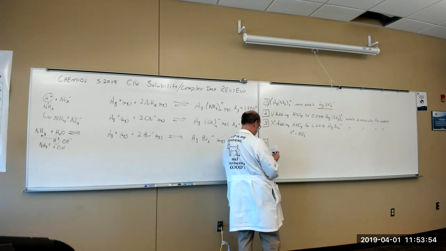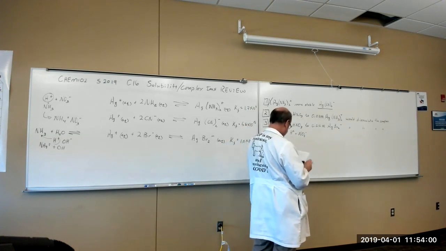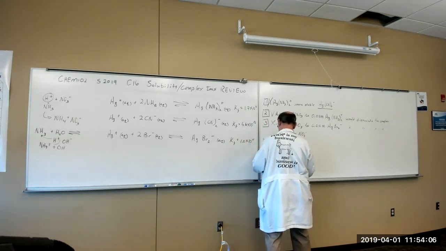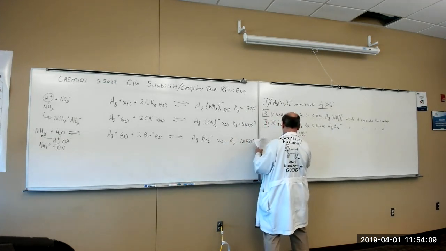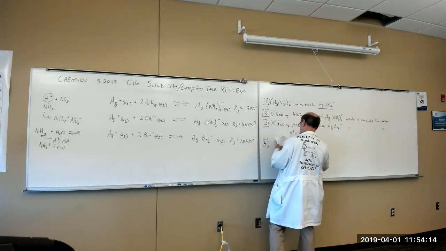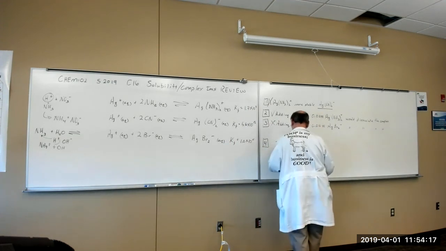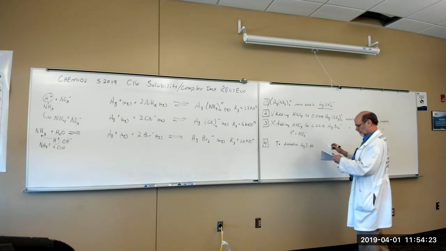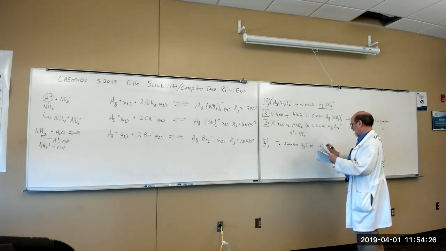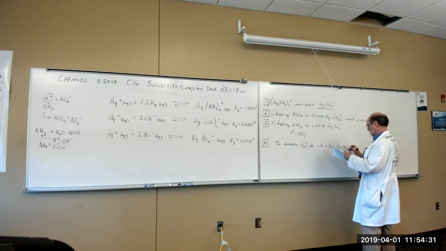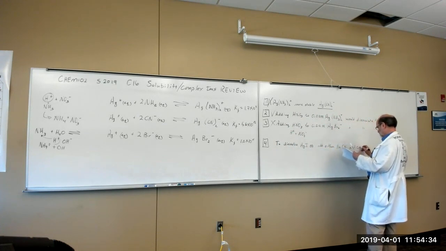Let's see. I'm trying to put this in a form that will fit on the board. All right, there's no good way to do this. To dissolve silver iodide, and this is insoluble, add either sodium cyanide or hydrogen cyanide.